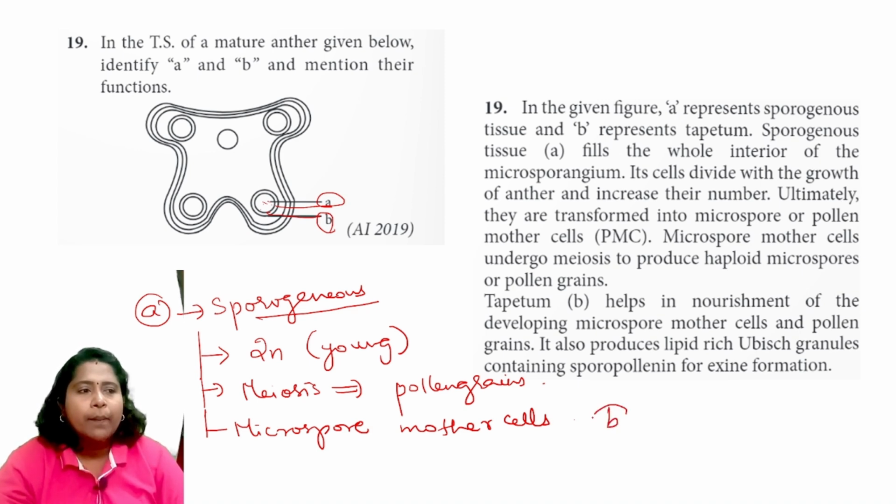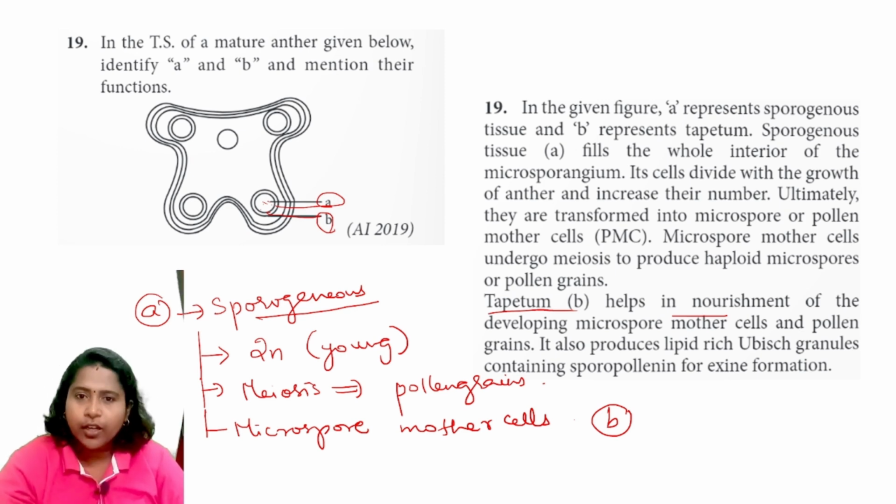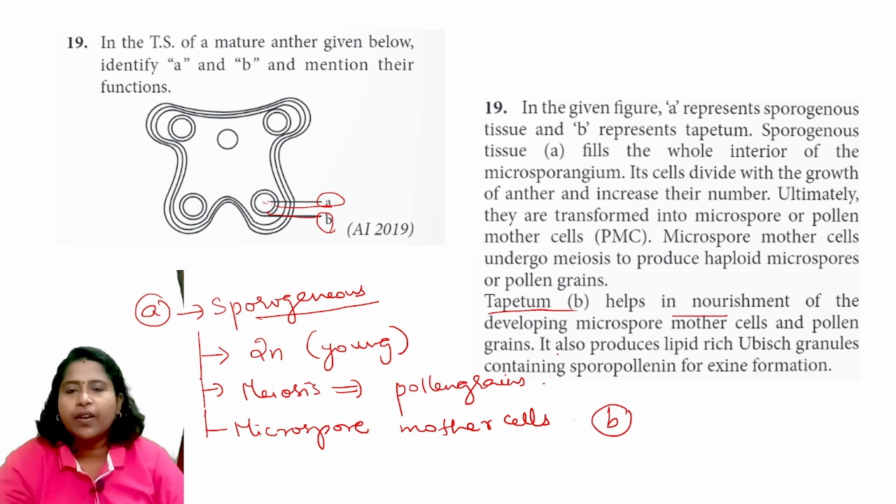Then coming to B, we already know that it is a tapetum, which, number one, helps in the nourishment. Ubisch granules are there, sporopollenin production. Then the third one, what? Catalase enzyme formation. So three functions you can write there.